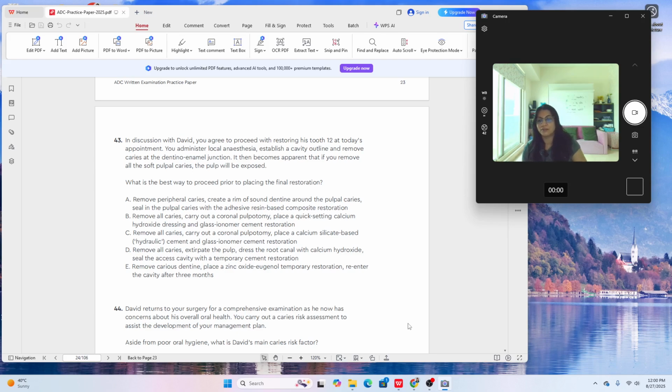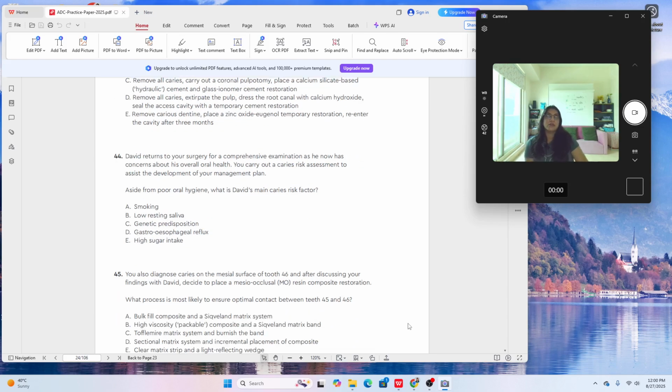David returns to your surgery for a comprehensive examination as he now has concerns about his overall health. You carry out a caries risk assessment to assist the development of your management plan. Aside from poor oral hygiene, what is David's main caries risk factor? Sugar, high sugar. He's having cola drinks continuously. Straight away option E, high sugar intake. Don't think of anything else. Smoking will come later, reflux will come later. The first and the foremost main caries risk factor is sugar, and that's high sugar intake because he's having cola drinks continuously.